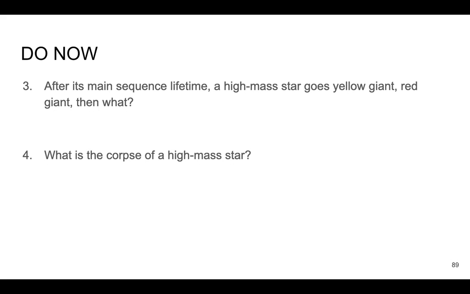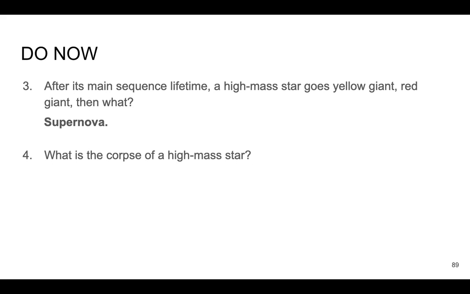So after its main sequence lifetime, a high mass star goes yellow giant, red giant. Then what? After that, it's going to go supernova, which is a poor name. Nova meaning new. People thought these were new stars. These are actually high mass stars dying and exploding and becoming very bright.